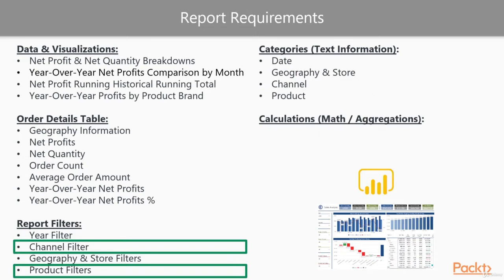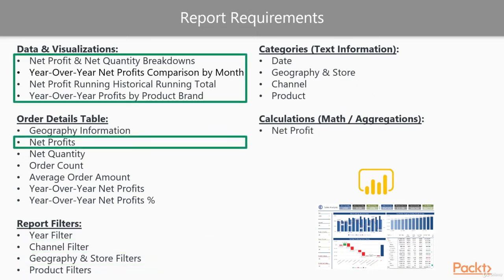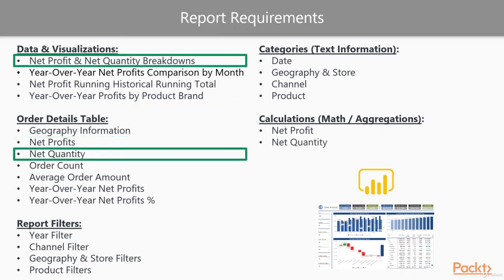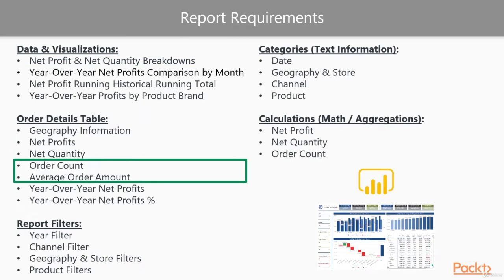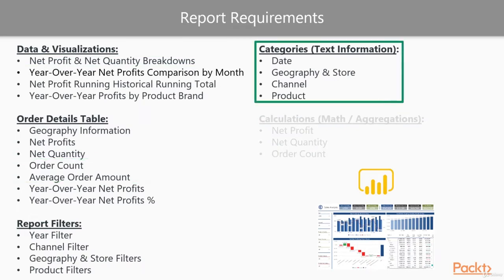Now that we've determined all categorical information we'll need in our report, let's determine what calculations we'll need. There are quite a few requests for net profit throughout the requirements list, so that will go at the top of our calculations list. We also have a couple spots where net quantity is being requested as well. And lastly, there's two requirements asking to see calculations related to order counts. For our first import, we'll focus on importing the categorical information first.